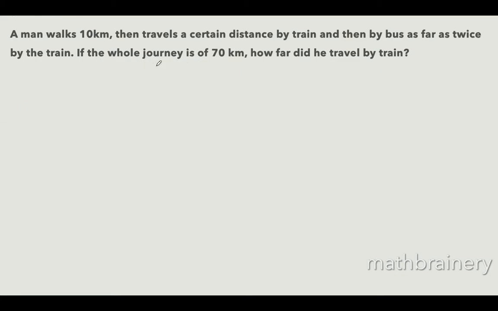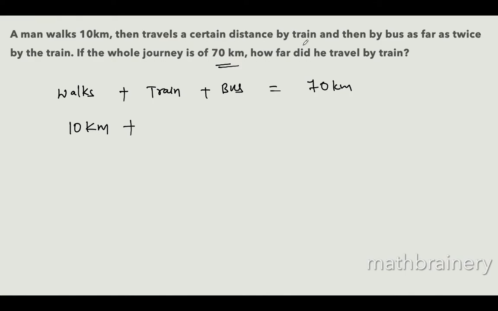So a man traveled a certain distance, that is he traveled 70 kilometers. He walked for some distance and then he traveled by train and then he traveled by bus. The total distance he covered is 70 kilometers. Now how much distance did he walk? He walked 10 kilometers.